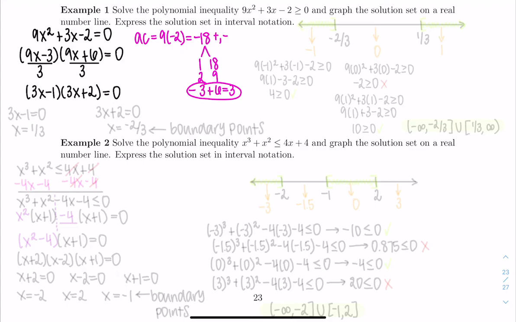Let's set each of these equal to 0. 3x minus 1 equals 0, and 3x plus 2 equals 0. This is going to give me x equals 1/3 and x equals negative 2/3. So those are your boundary points. That's what we are going to plot on our number line.